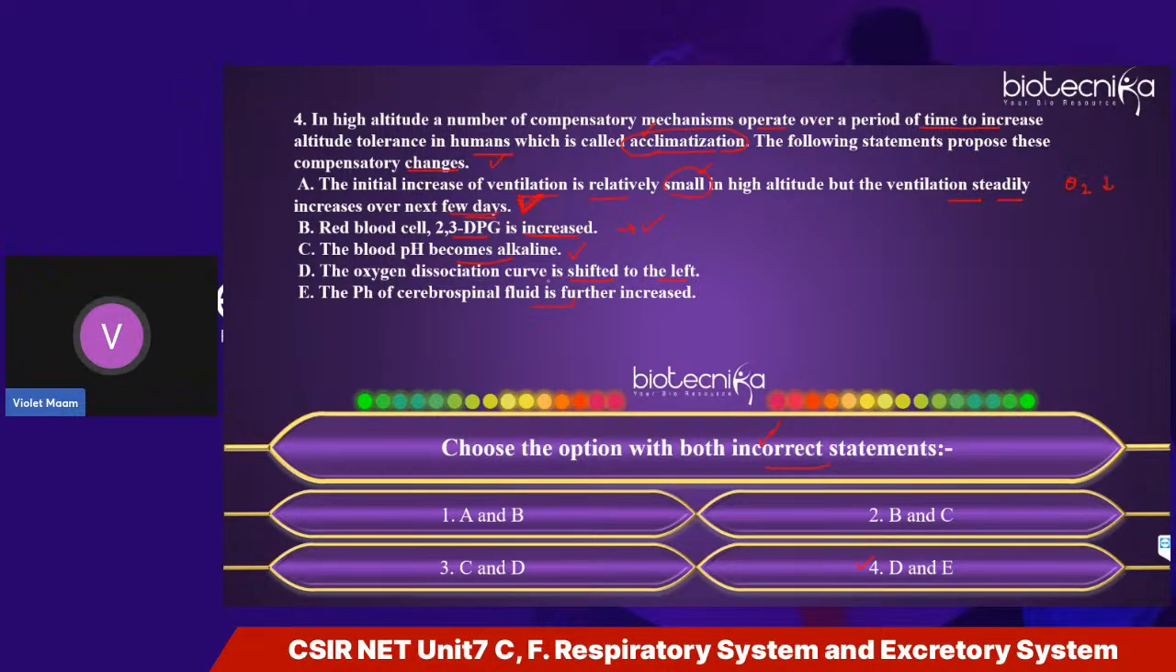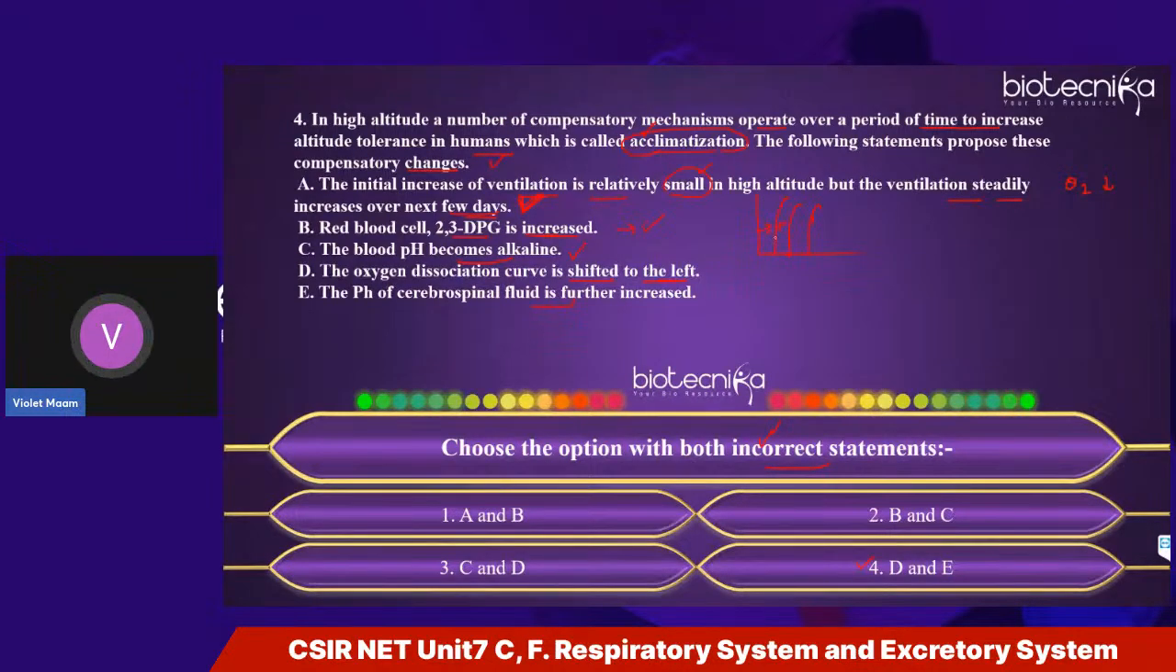Now let's see D. The oxygen dissociation curve is shifted to left. No. If the curve is shifting to the left, what happens? Does the affinity of hemoglobin for oxygen increase or decrease if the oxygen dissociation curve moves towards the left? Can anybody let me know about it? Affinity will decrease when the curve moves towards the left. Affinity of hemoglobin for oxygen, will it increase or decrease? Increase, right. Just try to recollect. Many of you have written decrease.